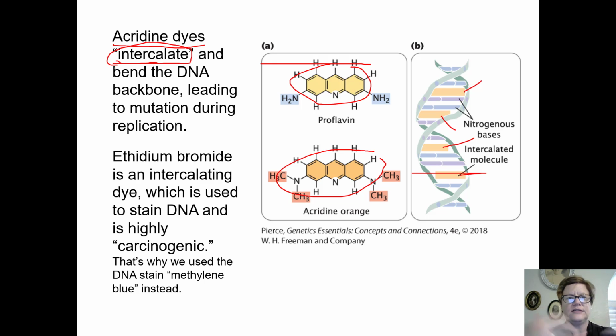Intercalation means inserting into the double helix. It bends the double helix, and you can kind of see they're trying to show it's bent. And anytime the double helix is bent, the backbone is bent, that's going to make polymerase insert the wrong base. So again, polymerase is making a mistake because the backbone gets bent. It leads to mutation during replication. So now we're back to blaming polymerase.